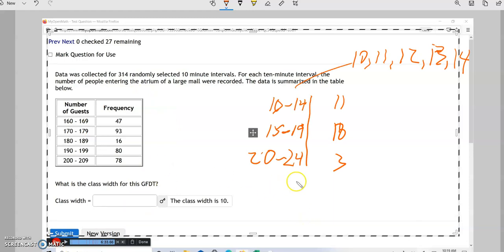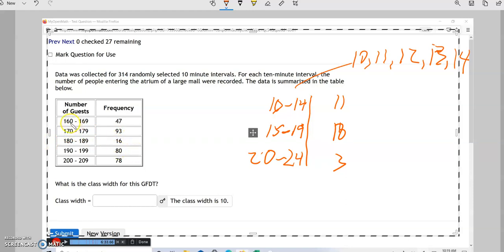Okay, I wrote this to illustrate. Class width is how many numbers are in each class. This is a class, 160 to 169. You notice that every time a class ends, the next number starts. So in other words, how many between 160 and 169? How many between 170 and 179? There are 47 between 160 and 169. There are 93 between 170 and 179, and so on.